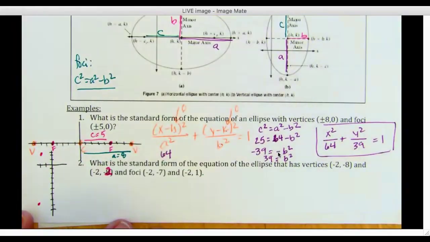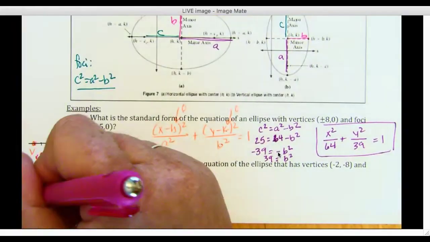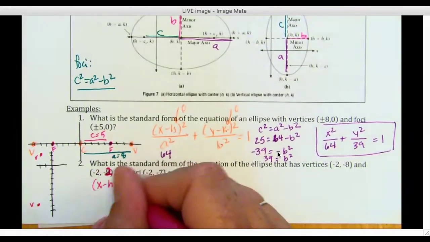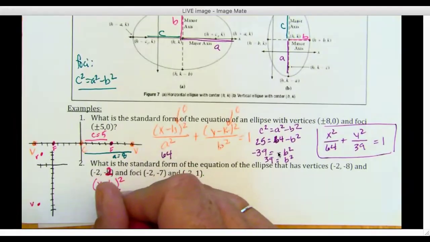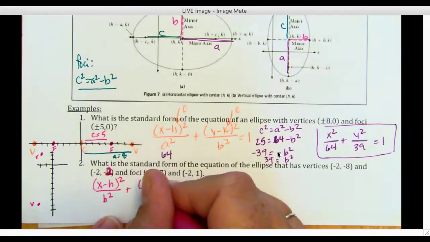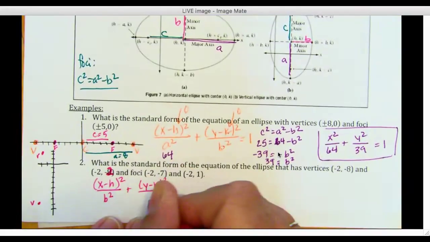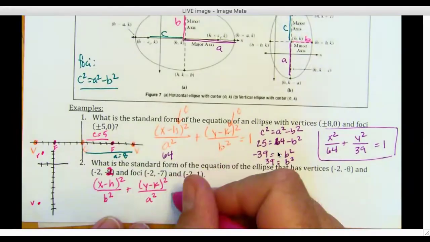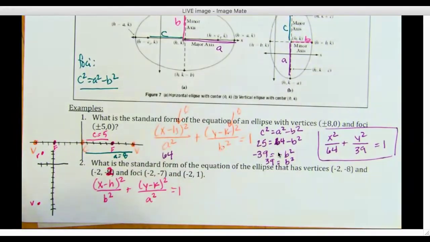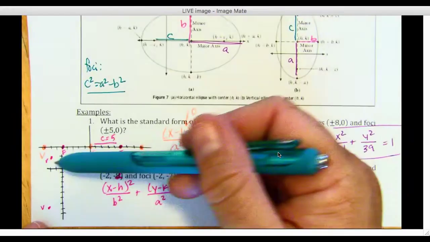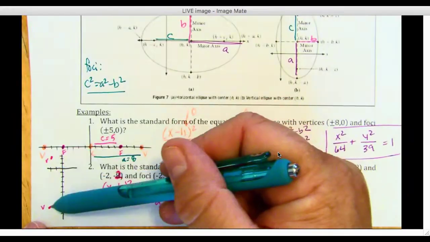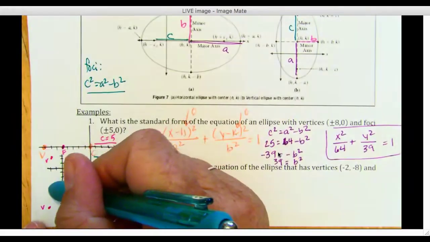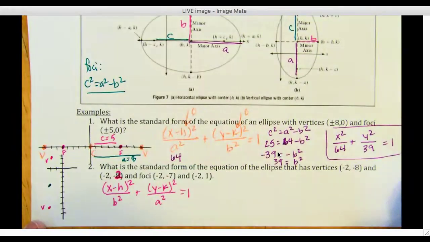So if those are my vertices, then I know this is a vertical ellipse. So (x minus h) squared over b squared plus (y minus k) squared over a squared. The larger value is going to be underneath the y because it's a vertical ellipse, equals 1. Now, before I even go any further, I can find my center. If this is up at positive 2 and this is negative 8, halfway in between there would be negative 4. And that's going to be my center.